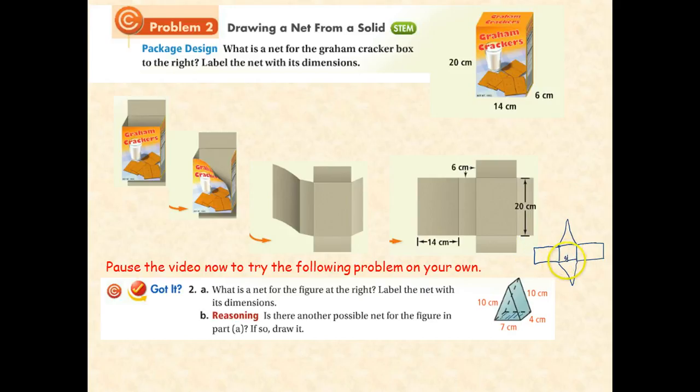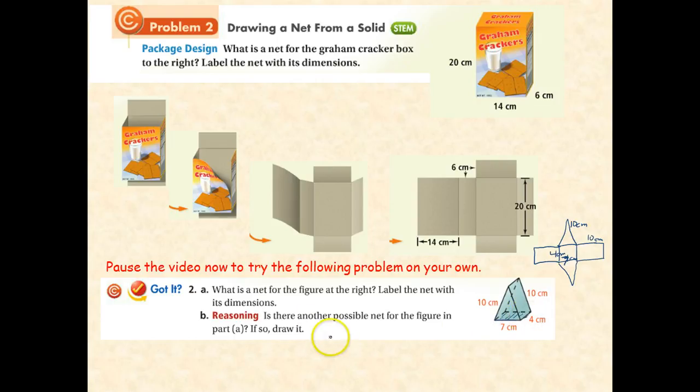This would be 4 centimeters there. The long side of each rectangle is 10 centimeters. And the long side of each triangle is also 10 centimeters. And then, actually this is the 4 centimeters, and then this is 7 centimeters there. 7 across this way and 4 across with the rectangle.